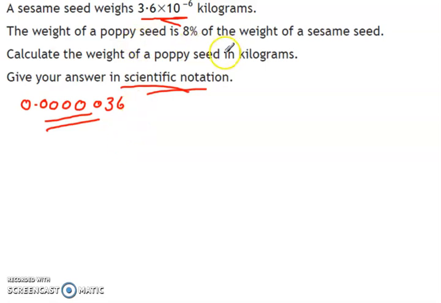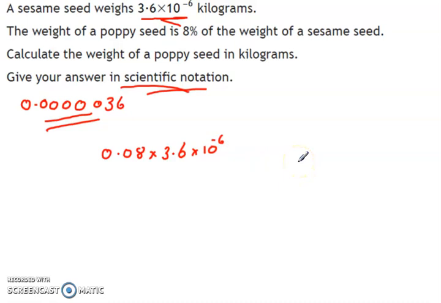Now in this case, we want to figure out 8% of this amount here at the top. Now what we do is we turn 8% into a decimal first, so 8% can be written as 0.08, and then what we do is we multiply that by the weight of the sesame seed. So we do 0.08 times 3.6 times 10 to the negative 6.